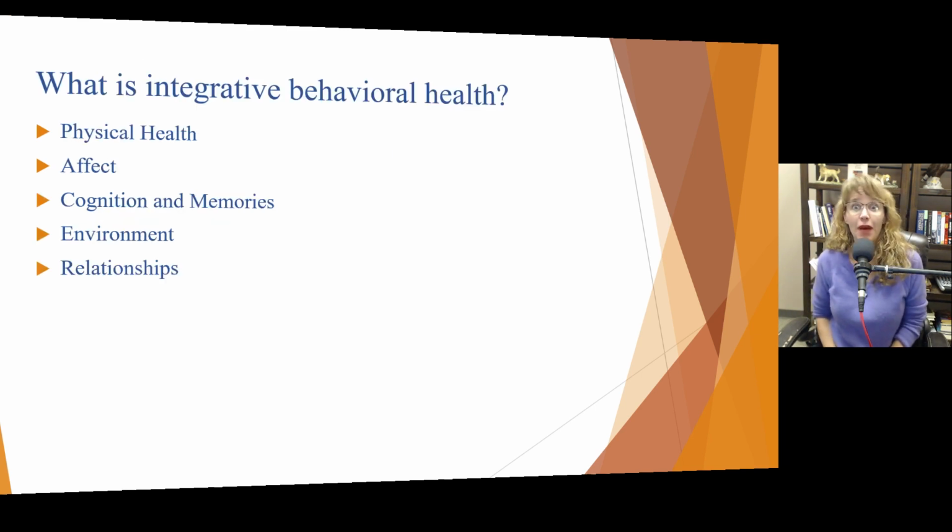So what is integrative behavioral health? Well, as I just said, it recognizes that our physical health, affect, cognition and memories, environment, and relationships all interact reciprocally with one another. So for example, when I am sick, I tend to be grumpier. I don't tend to be in the best mood when I am sick. When I am sick and grumpy, irritability, anxiety, frustration, that actually lowers the immune response. So that impacts my immunity. So that's negatively impacting my health.